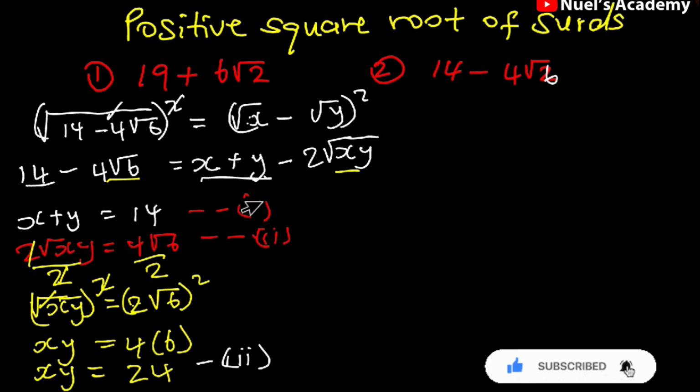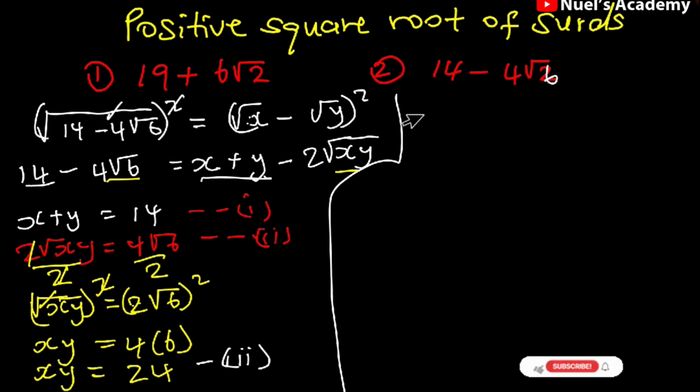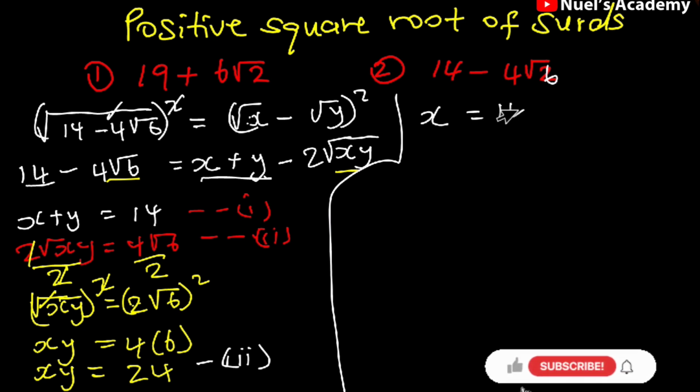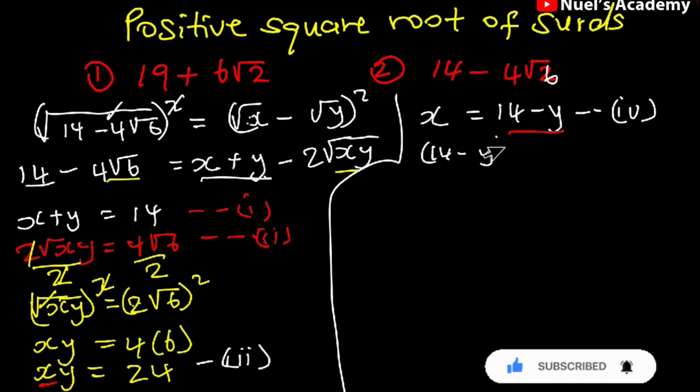From equation I, let's make x the subject of the formula. When we do that, we have x is equal to 14 minus y. Let this be our equation IV. So we are going to substitute x as 14 minus y from equation IV into equation III. In this equation III, anywhere we see x, we replace it with 14 minus y. So we have 14 minus y multiplied by y is equal to 24.